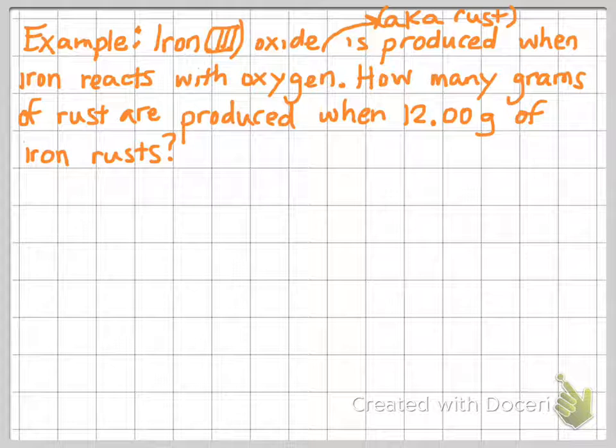If you need to do a word equation first, that's fine. From your word equation, you're going to do your skeleton equation. We're going to take everything and make it symbols. From your skeleton equation, you're going to add coefficients to make sure you follow the law of conservation of mass. Okay, so again, you should go ahead and do that.